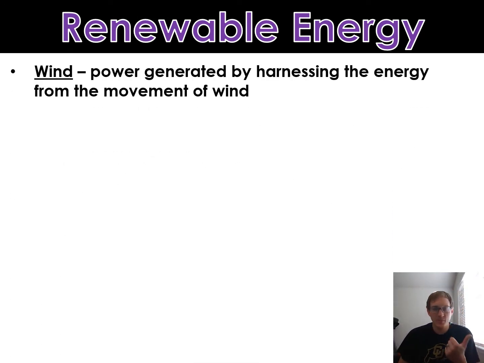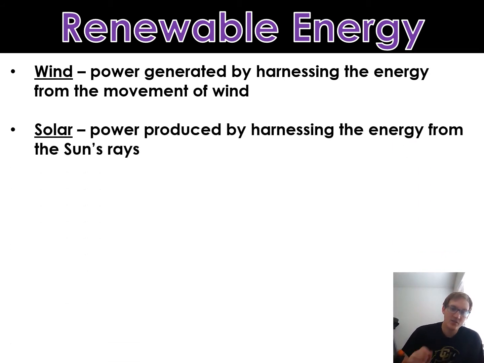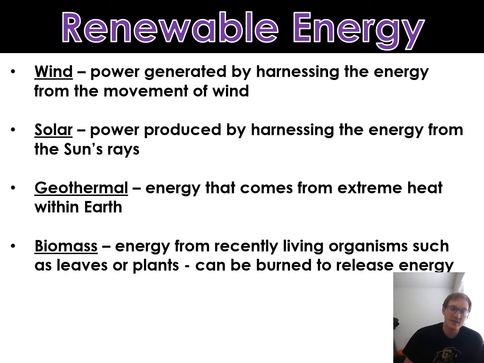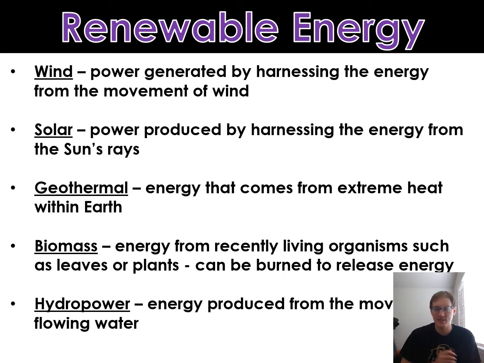Wind power is generated by harnessing the energy from the movement of wind. This is just going to be, again, an overview of what I just told you on the last slide. Solar power is produced by harnessing the energy of the sun's rays. Geothermal energy comes from extreme heat within the earth. Biomass energy from recently living organisms such as leaves or plants can be burned to release energy. And lastly, hydropower is energy produced from the movement of flowing water.